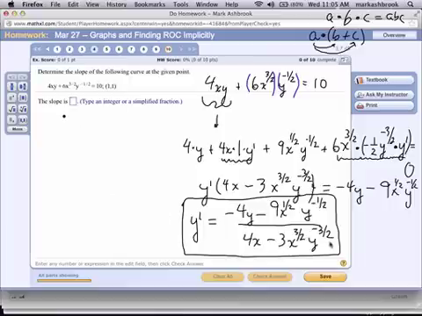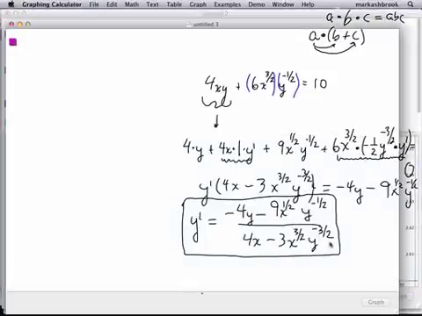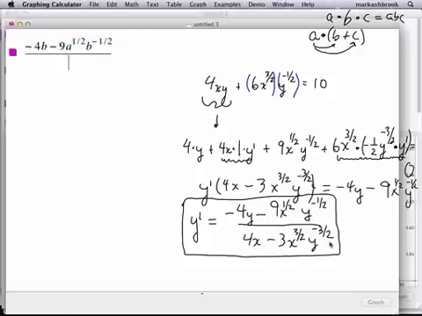So let's first find this. We know that the slope is going to be what? The rate of change of y with respect to x. So let's find it for this one. Let's actually do the numbers first. So negative 4b minus 9a to the 1/2 y to the negative 1/2 over 4b.